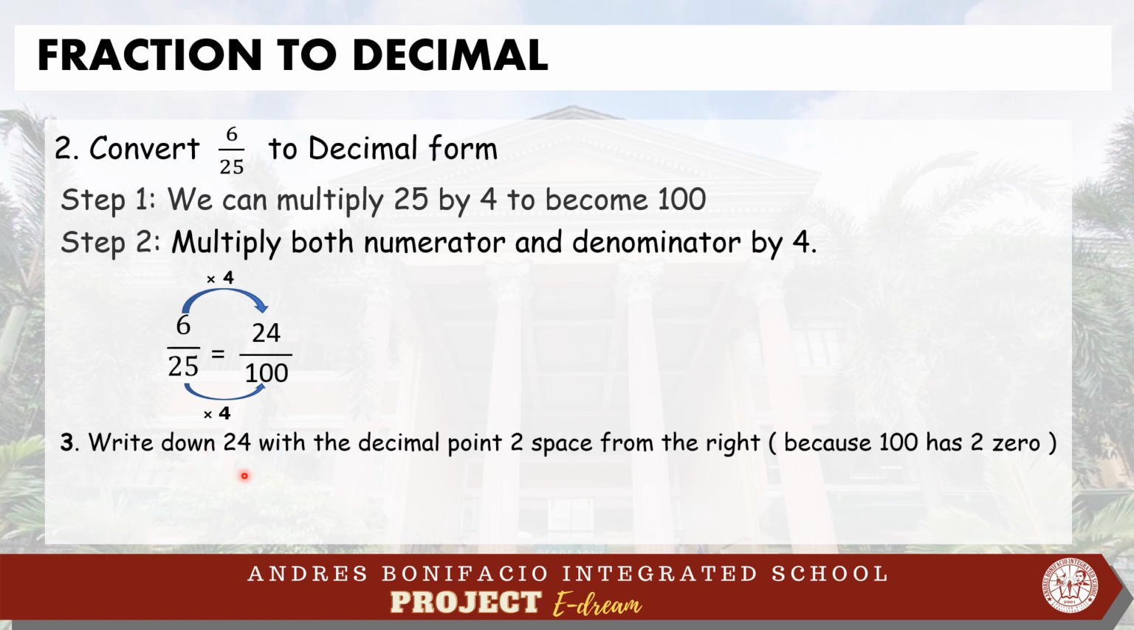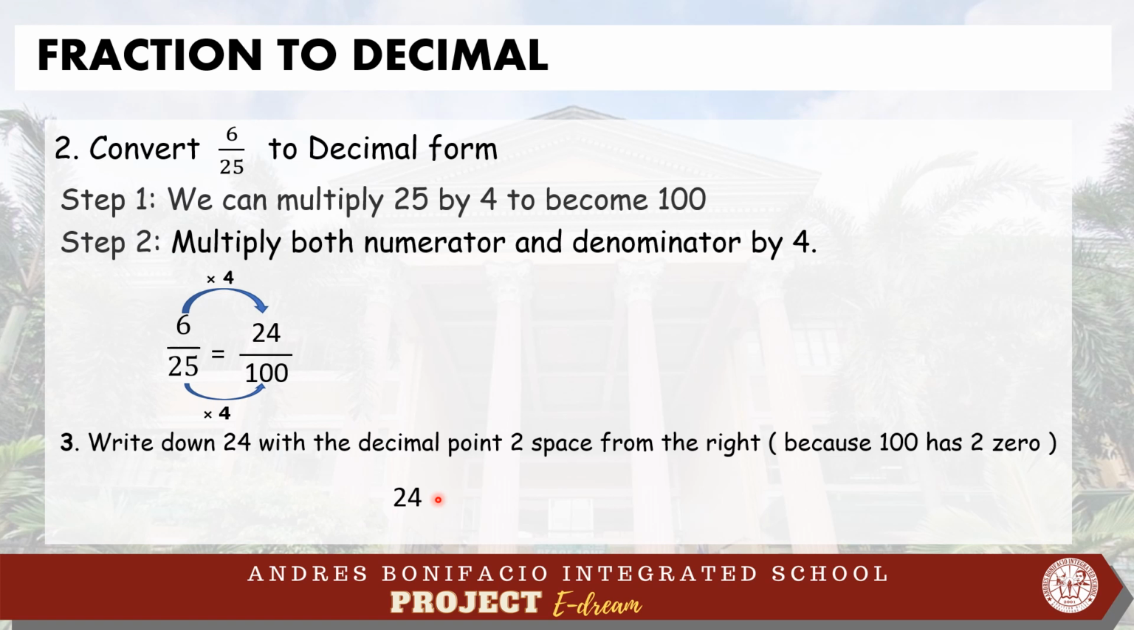Okay, step 3. Write down 24 with the decimal point 2 spaces from the right because 100 has 2 zeros. So, itong 24 na ito yung numerator ng ating equivalent fraction. So, isusulat daw natin, which is 24. And then, we are going to move the decimal point. Since this is a whole number, nasaan po yung decimal point nito? Nandito po yung decimal point natin, nasa right side. Okay, so, move the decimal point 2 spaces going to the left.